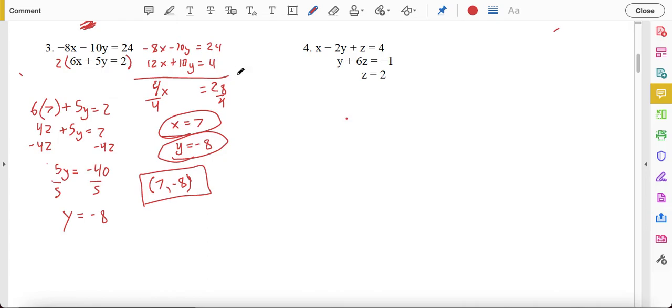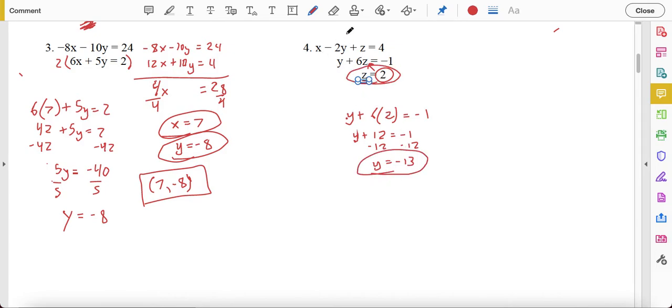All right, number 4. Notice how this is in row echelon form. If we're using substitution, we can use what's called back substitution. Notice how we have z equals a number already. So I can take this 2 and substitute in for that z to help me solve for y. So I've got y plus 6 times 2 equals negative 1. So y plus 12 equals negative 1. Subtract 12. Y equals negative 13. So I got y equals negative 13. I got z equals 2.